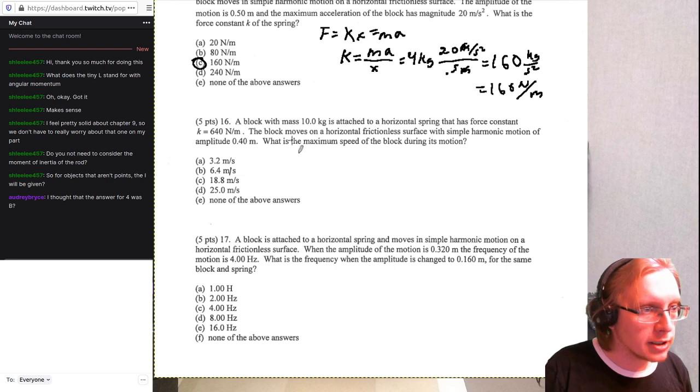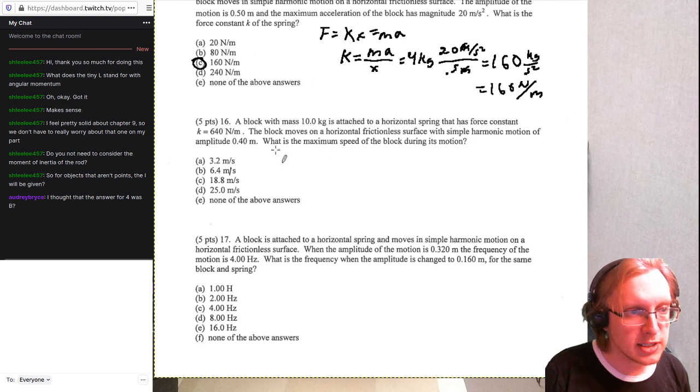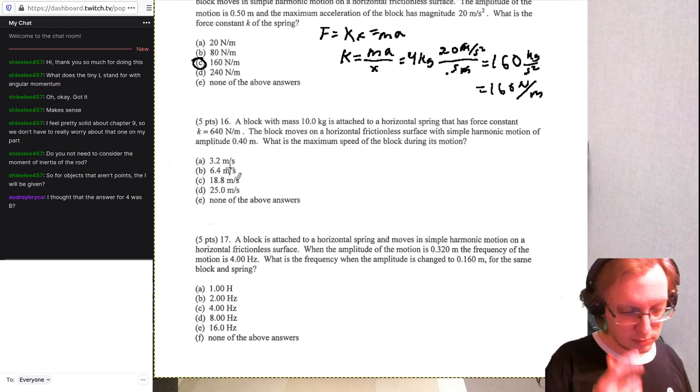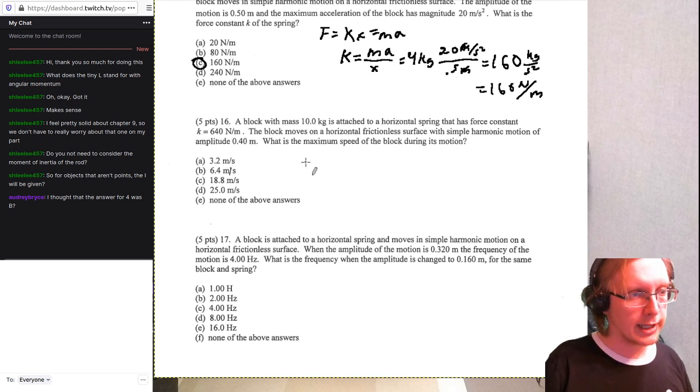All right, let's see here. A block with a mass of this much is attached to a horizontal spring. It has a force constant of this much. The block moves on a horizontal frictionless surface with a motion amplitude of this much. What is the maximum speed?